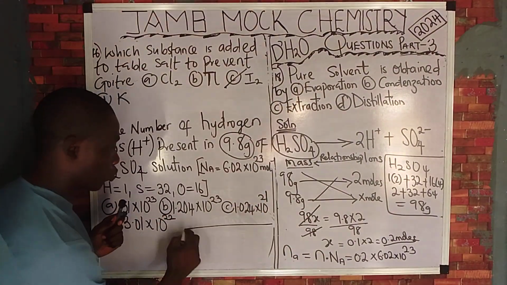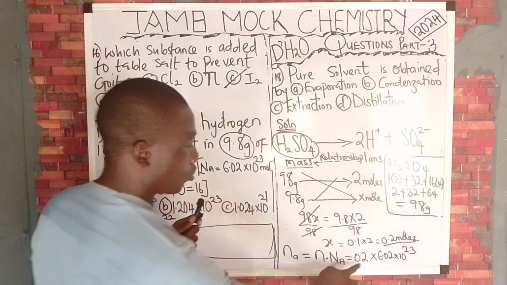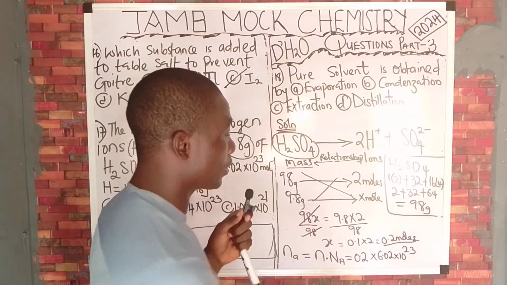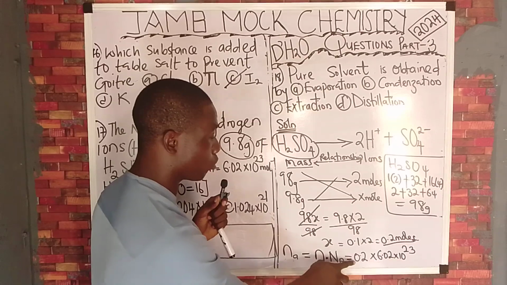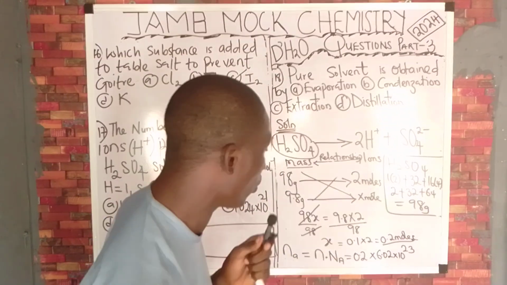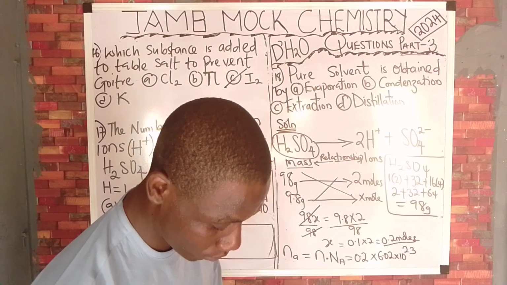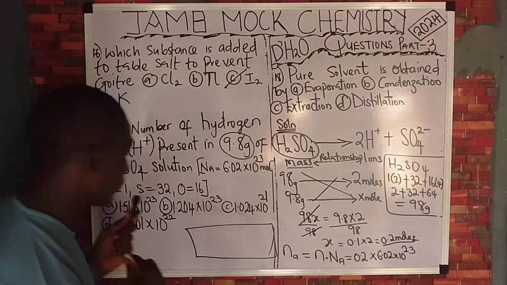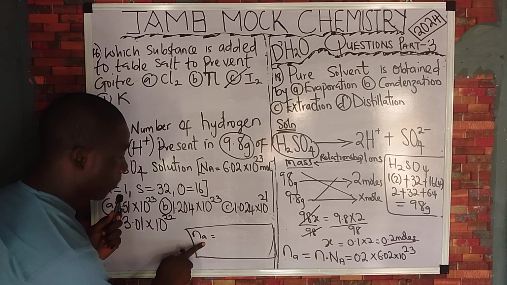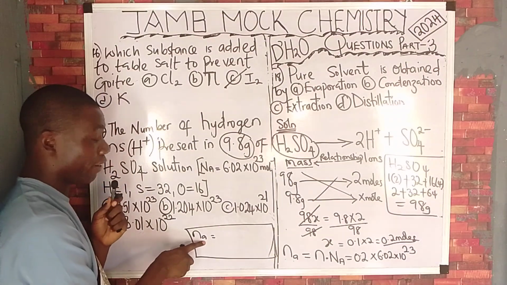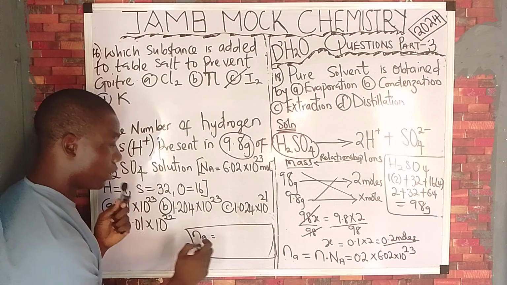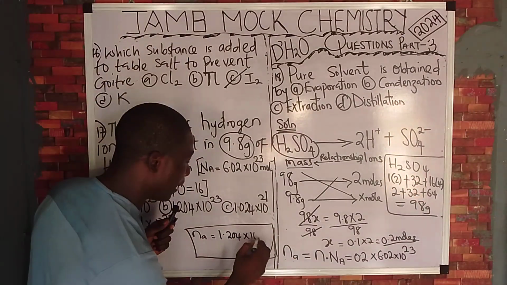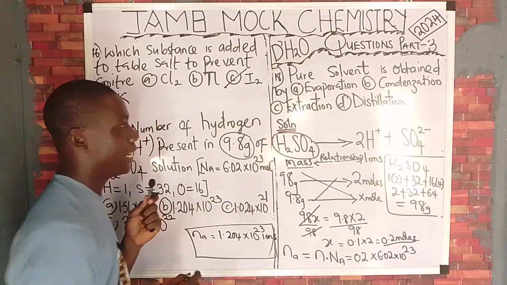So let's quickly see what our answer will be. 0.2 times 6.02. Remember, in the UTME exam, the calculator that will be given cannot handle this exponential value. So what you quickly do is multiply 0.2 times 6.02. You have 1.204. The number of ions, N, is equal to 1.204 times 10 raised to power 23 ions. That's the answer to the question.